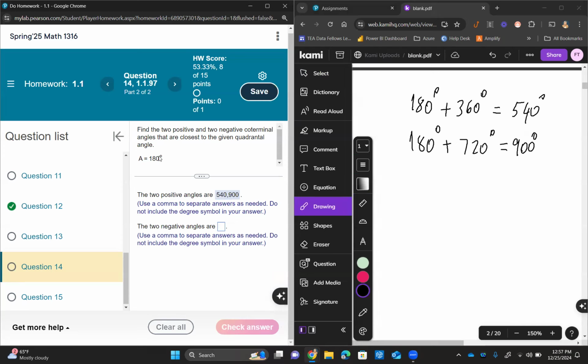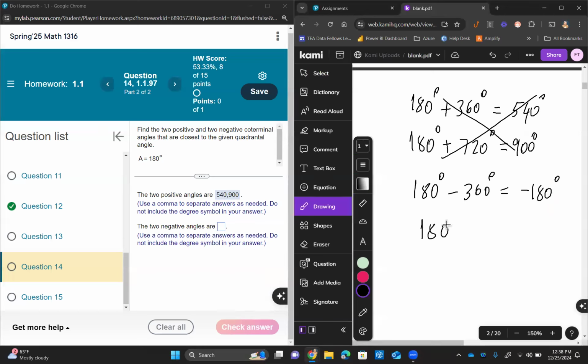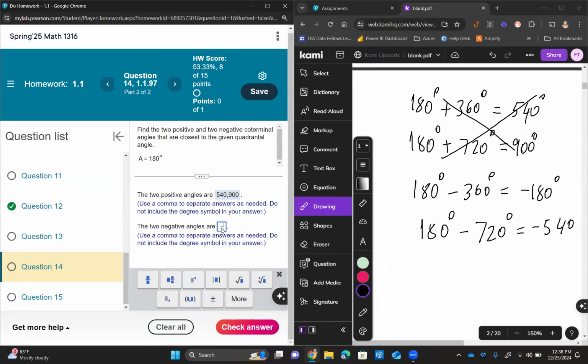Then the next part of the question: what if you need 2 negative coterminal angles? That means instead of adding, this time we're going to subtract 360s from the given angle. When I subtract 360 just once, 180 minus 360 is negative 180. To find another coterminal angle, I can also subtract 720 from the given angle. So if I subtract 180 from 720, I will get, I believe, 540. Let me see. 0 minus 0 is 0, 12 minus 8 is 4, 6 minus 1 is 4. So I have 2 negative coterminal angles, which are negative 180 and negative 540. And then I can check my answer.